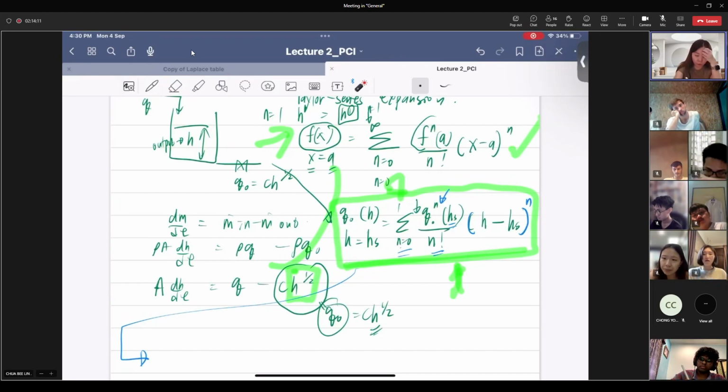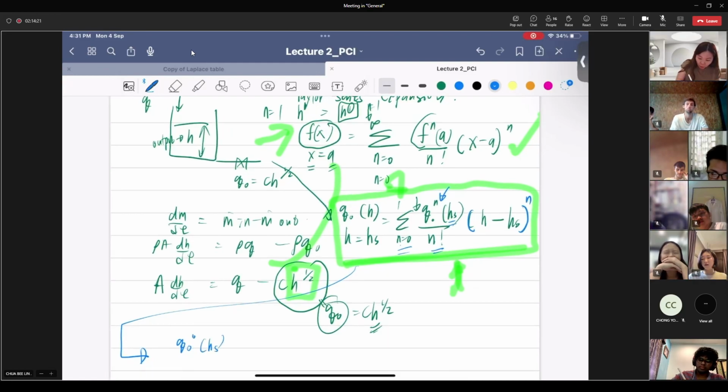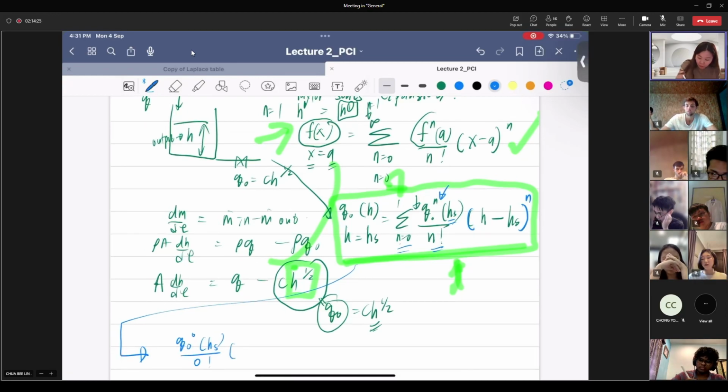So this equation will be expanded to Q naught, starting from 0, at hs over 0 factorial, h minus hs to the power of 0. So here is the power. This n is the power, and this n you have to use for the derivative.